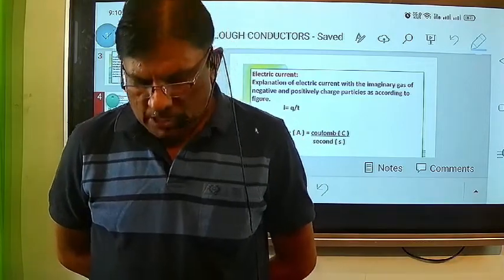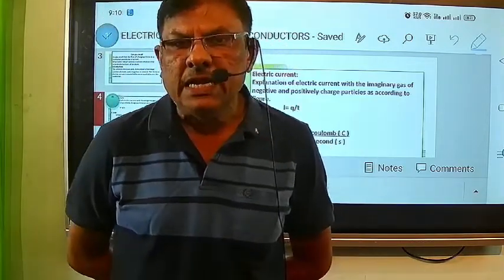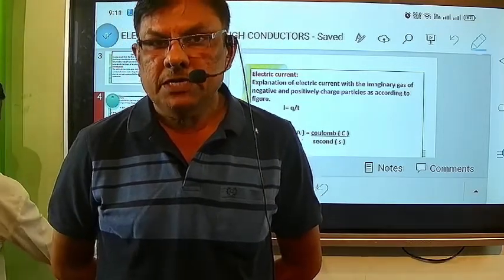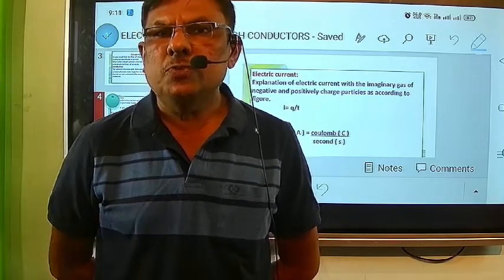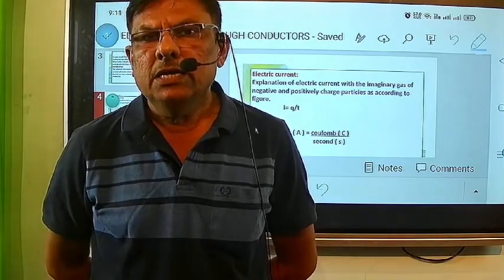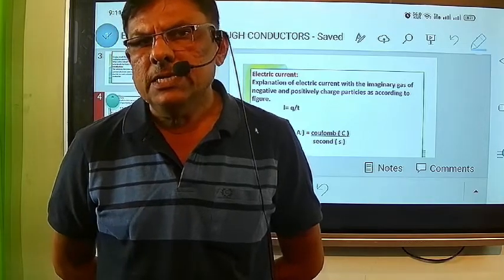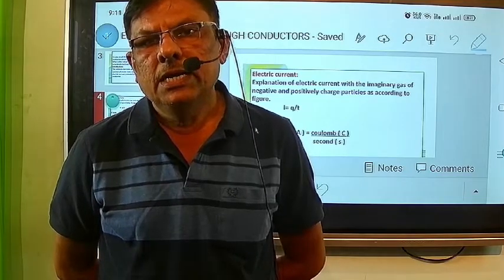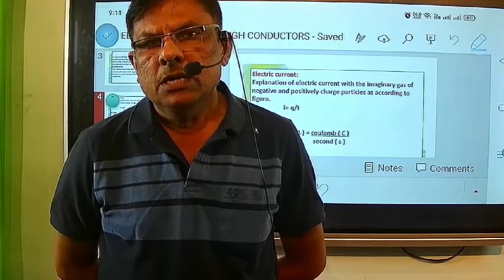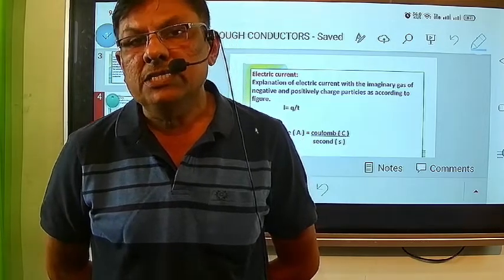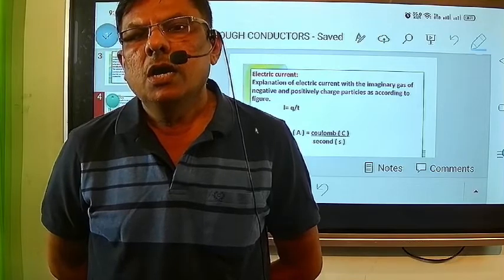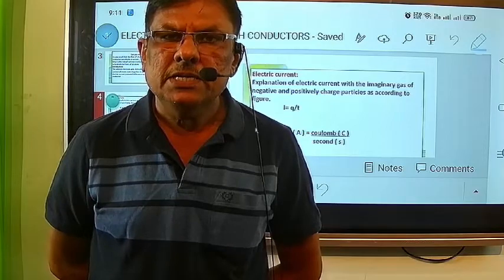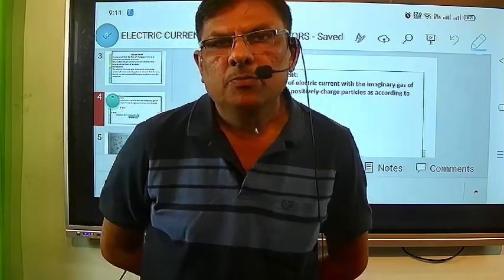Now when we say that current is measured in amperes, the value is very great. We can also measure current in small quantities. That is referred to as microampere, milliampere, nanoampere. Now you know that micro means 10 raised to minus 6 ampere. Then milliampere is 10 raised to minus 3 ampere.